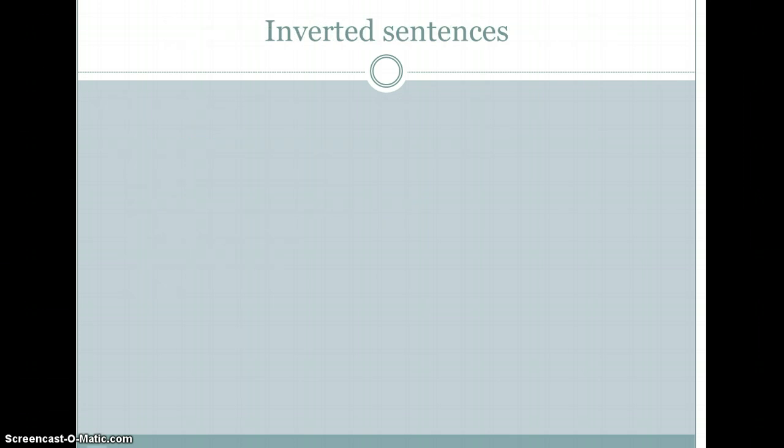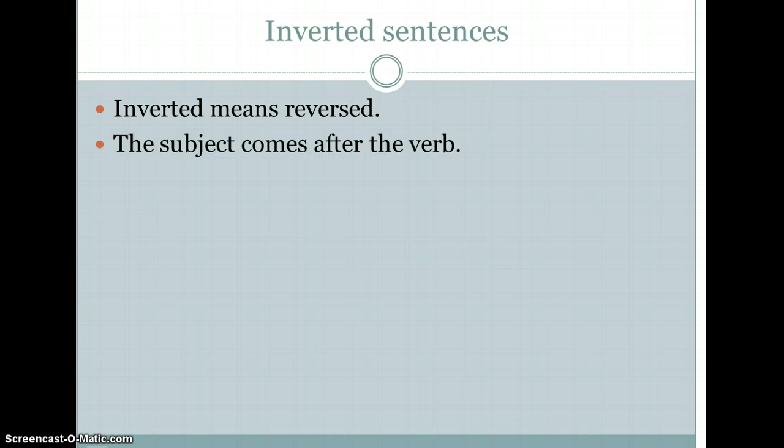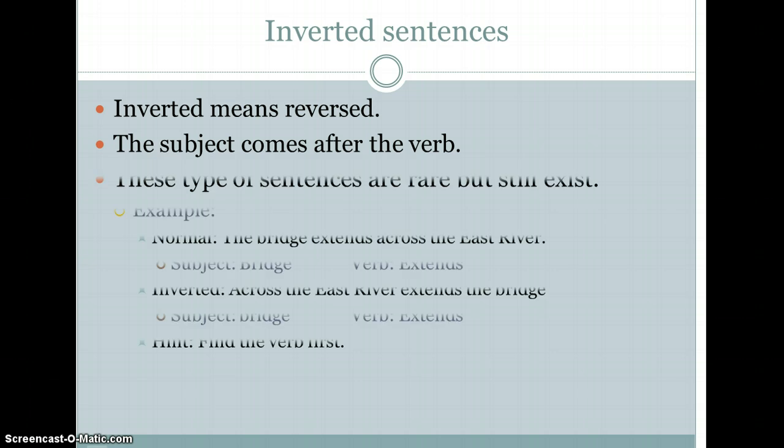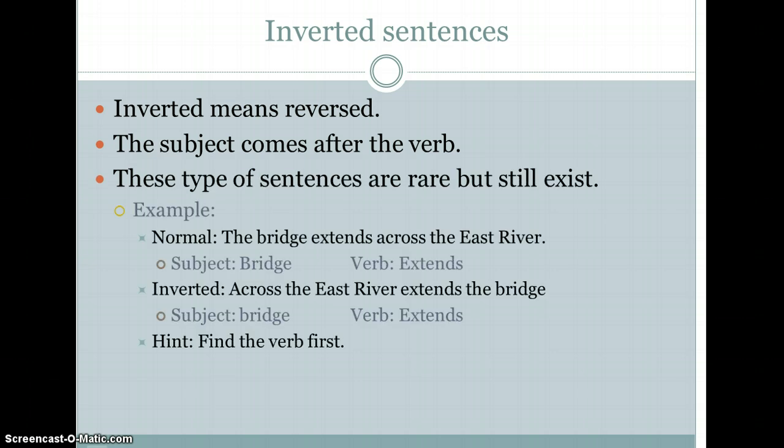And then inverted sentences. Well, what does inverted mean? Inverted means reversed. Sentences in a way that we don't usually speak. Writers usually use inverted sentences for emphasis to get their point across. So this is when the subject comes after the verb. And again, you really need to ask yourself these questions. Who or what is the sentence about? And what about them? What are they doing? So these types of sentences are rare, but they're still out there. They still exist, so we need to learn about them.